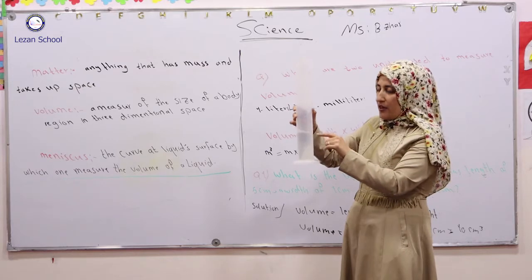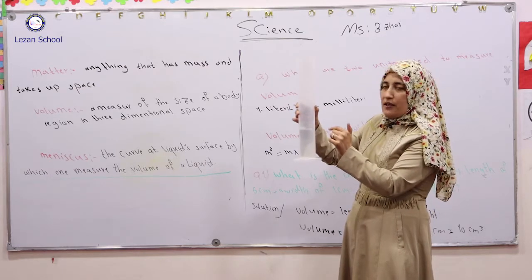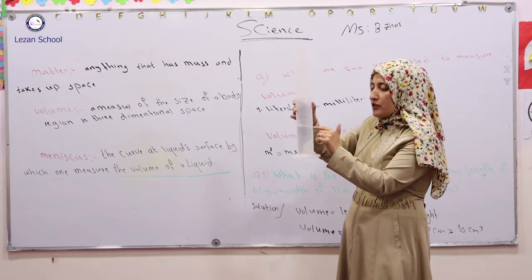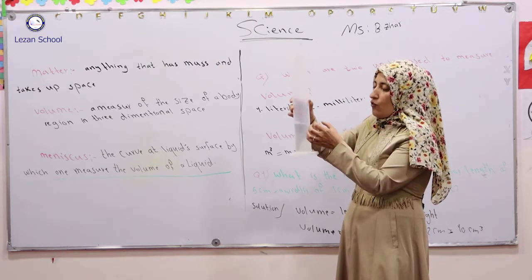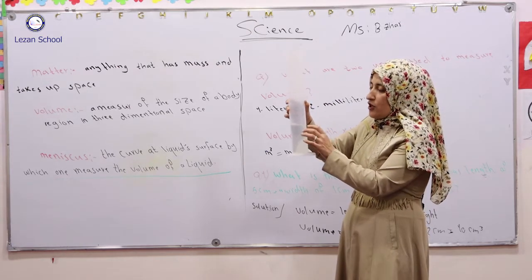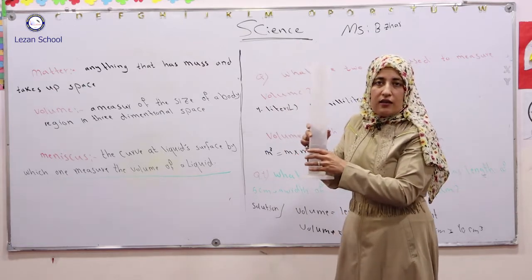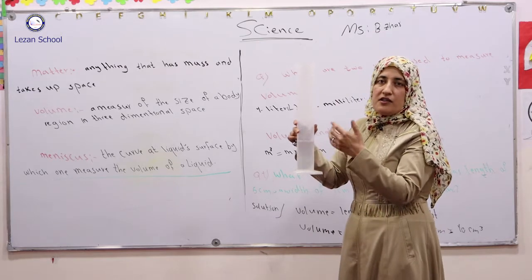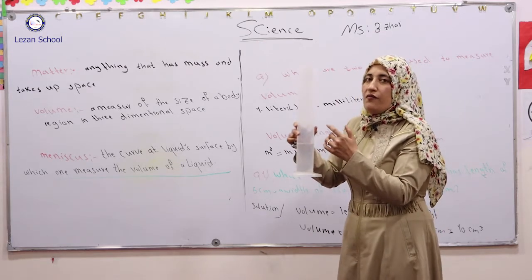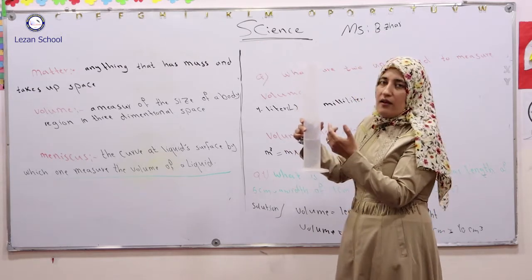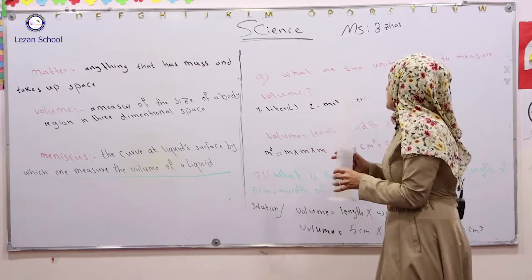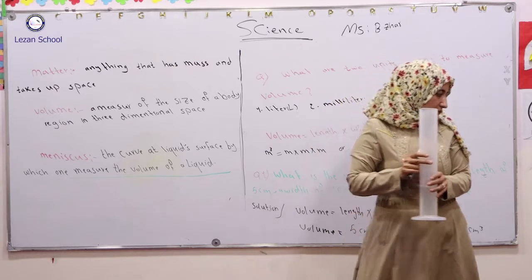At which number is the curve formed? And we must note the curve. The curve stops at which number? We say the water is this number of liters. For example, 5 liters. Maybe it stopped at 6 or 7. We say the water volume is 7 liters or 6 liters.